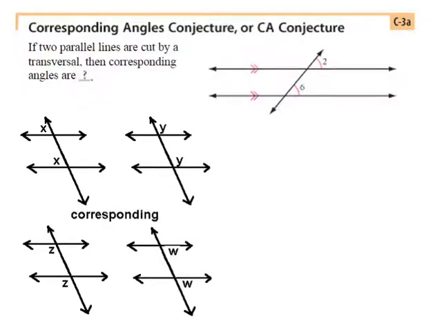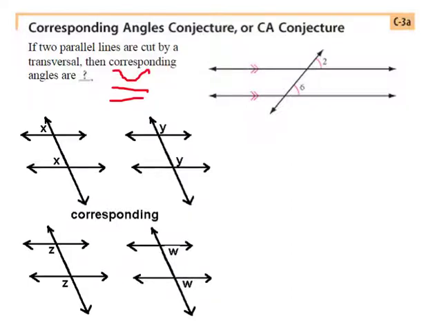So here we have dealing with parallel lines and transversals. If two parallel lines are cut by a transversal, then corresponding angles are, and I'll just fill this in for you, they are congruent. And that's a congruent sign there.